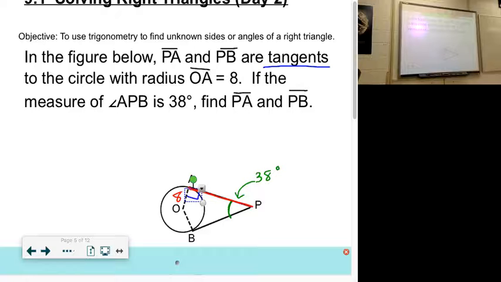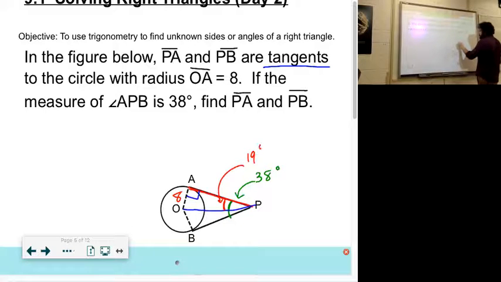So one way to look at this is at the moment, you want to look for right triangles, right? So we have a right angle, and we can clearly create a right triangle right now if I bisect that 38-degree angle right there. So now I have a right triangle that I can work with. I have an angle measure. Now, the 38-degree angle was just bisected, so this angle right here is measuring 19 degrees, right?